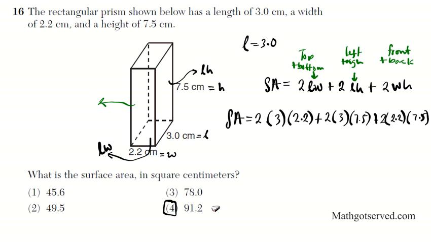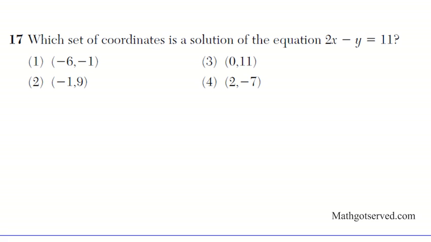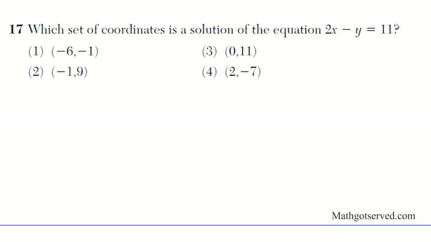All right, moving right along. Question 17, it says, which of the coordinates is a solution of the equation 2x minus y equals 11? Now this problem is a test of your application of the order of operations accurately, and also your arithmetic skills and resolution of signs. So all you do here is simply plug these values into this equation to see which gives you a true statement. This is xy, this is xy, this is xy, and this is xy.